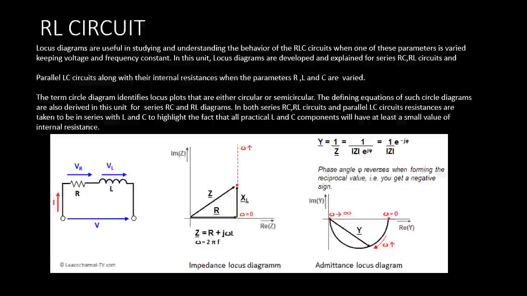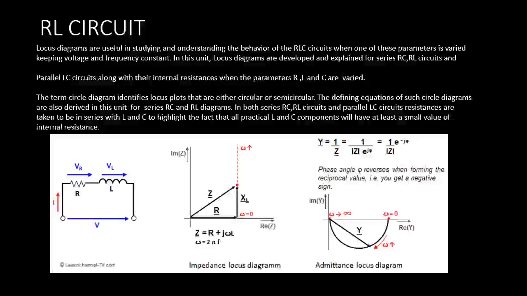In both series RC and RL circuits, the parallel inductance and capacitance circuit resistances are taken to be in series with L and C to highlight the fact that all practical L and C components will have at least a small value of internal resistance. Here in the diagram, it is shown that the resistance and inductance are connected in series.